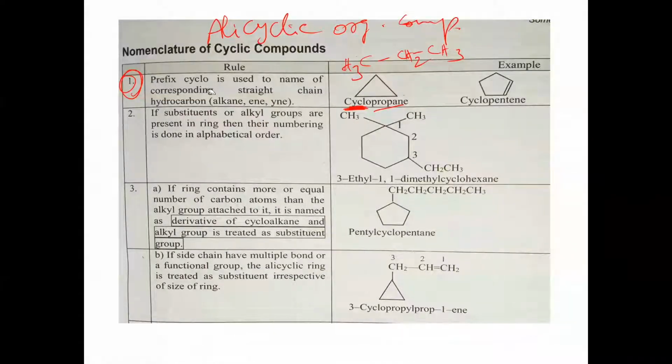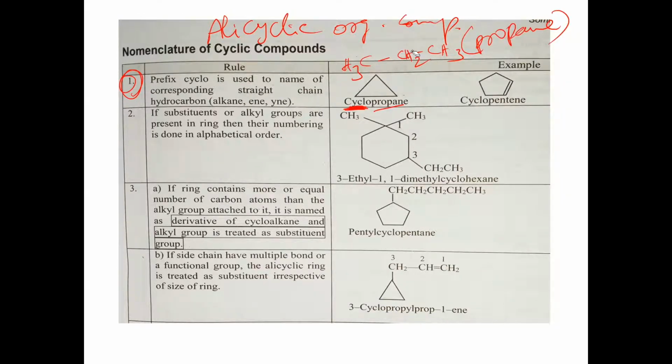So here the first rule is what now? If you take propane, propane is what? A straight chain compound. To this straight chain compound propane, we have added what? Cyclo, before propane. So cyclopropane. That means what is the first rule given here? The prefix cyclo is used to the name of the corresponding straight chain hydrocarbon.